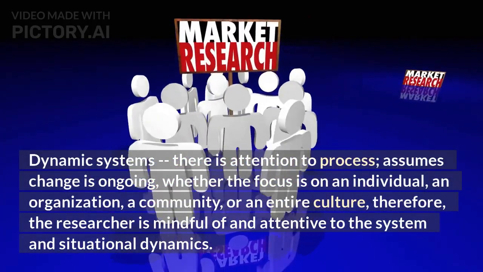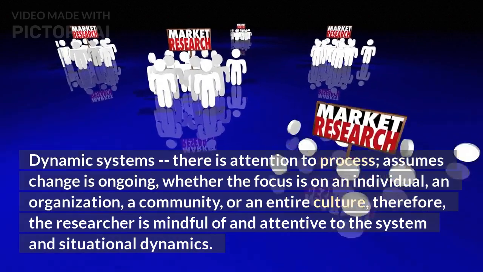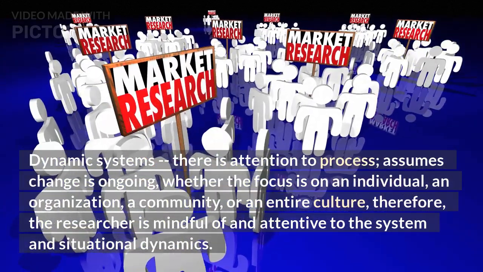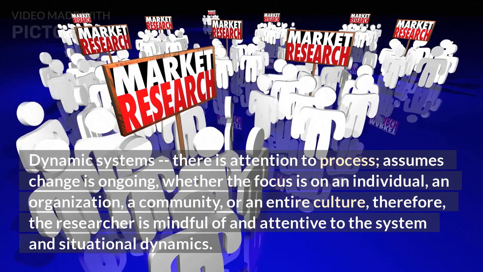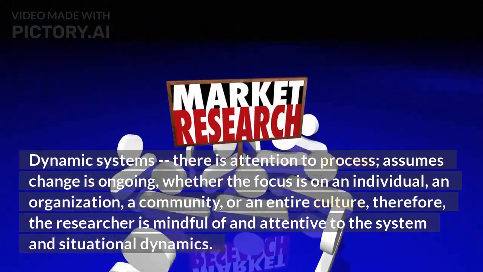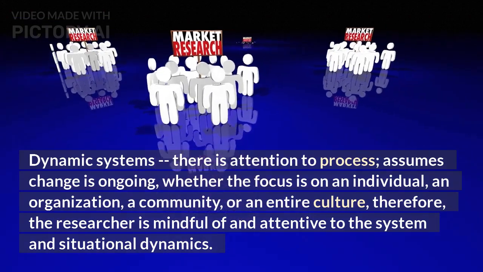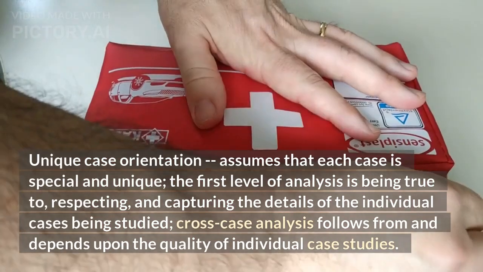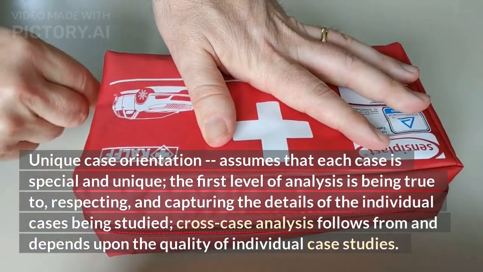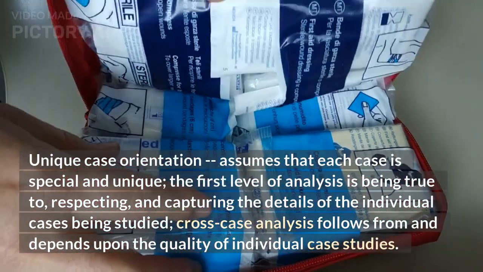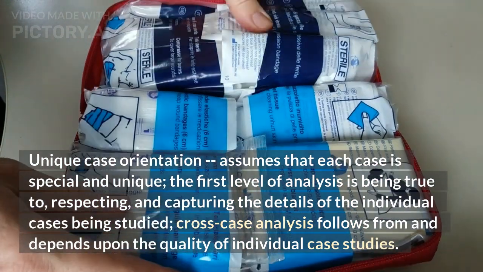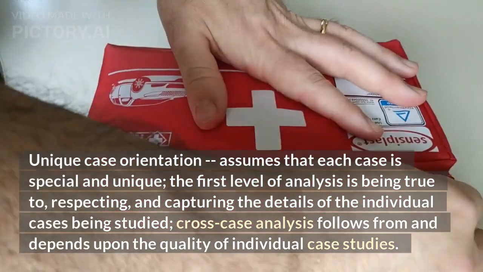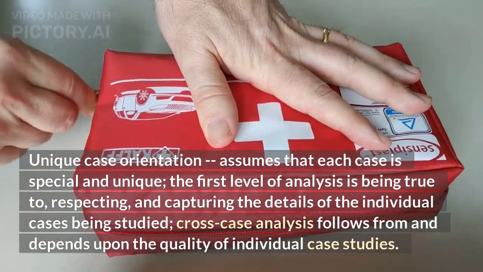Dynamic systems. There is attention to process, assumes change is ongoing, whether the focus is on an individual, an organization, a community, or an entire culture. Therefore, the researcher is mindful of and attentive to the system and situational dynamics. The analysis. Unique case orientation assumes that each case is special and unique. The first level of analysis is being true to, respecting, and capturing the details of the individual cases being studied. Cross-case analysis follows from and depends upon the quality of individual case studies.